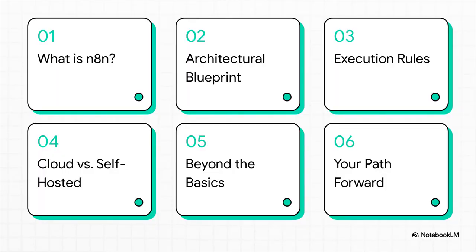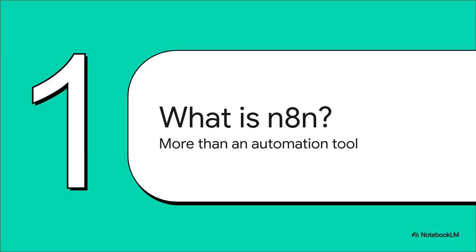First, we'll tackle what is n8n. Then we'll get into its architectural blueprint and, this is a big one, the unwritten execution rules. After that, we'll weigh cloud versus self-hosted, look beyond the basics, and finally, map out your path forward to get you up and running. Okay, let's jump right in.